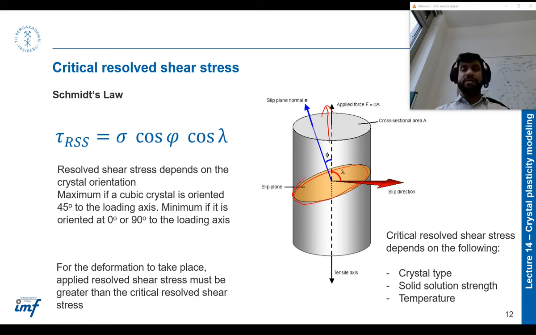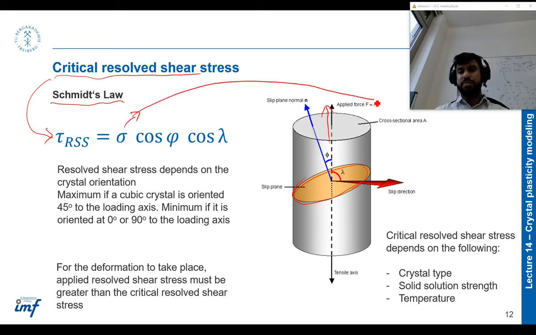And then there is critically resolved shear stress, which can be calculated using Schmid's law. Critically resolved shear stress is this value here. And it depends on the amount of stress, which can be calculated here, stress is force per unit area, and then cos of phi, where phi is the angle to the slip plane normal, and then cos of lambda, where lambda is the slip direction in which the material will deform.